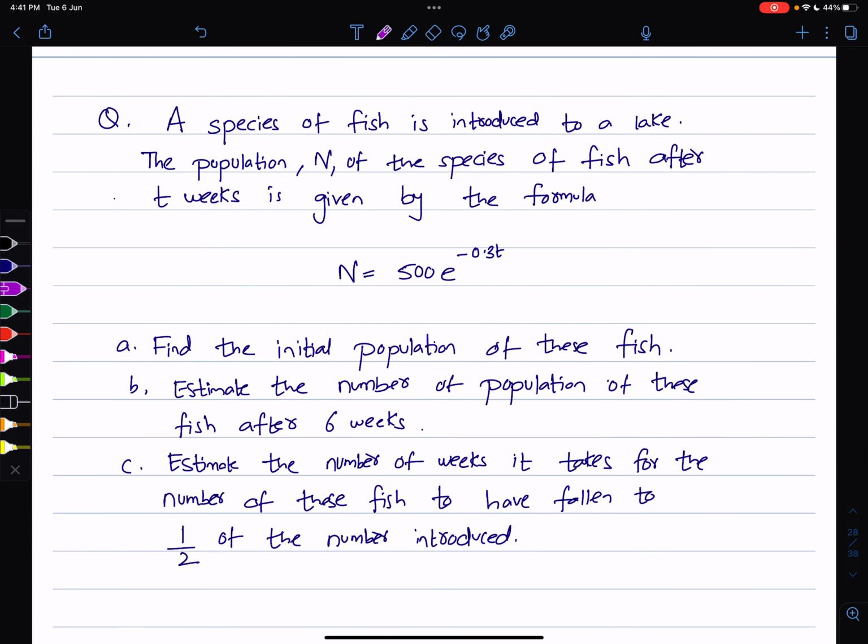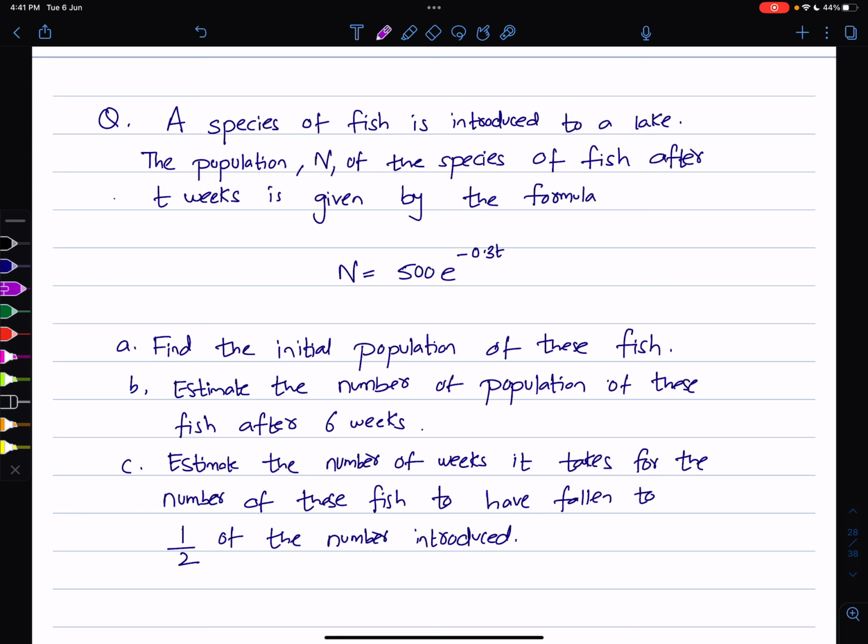Okay, let's consider another example. In this example, the question says a species of fish is introduced to a lake. The population n of the species of fish after t weeks is given by the formula n equals 500 e to the power of minus 0.3 t, where t is the time in weeks and n is the population of the fish. Find the initial population of the fish.